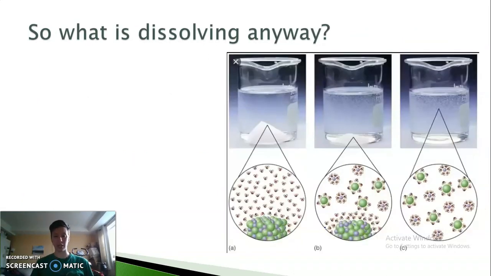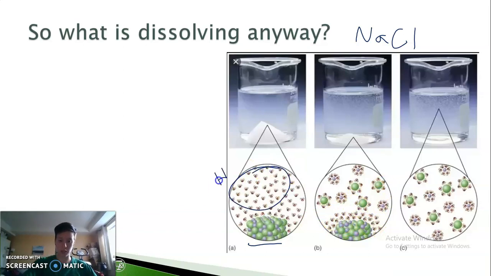So what is dissolving anyway? Here's an example of NaCl in water. We know salt is an ionic compound. So here's the salt when you first put it in, and what you'll notice is eventually there will be less and less salt. So what's actually happening? This crystal here is representing the salt, all the NaCl's. Over time, these here are the waters, those are the H2Os.